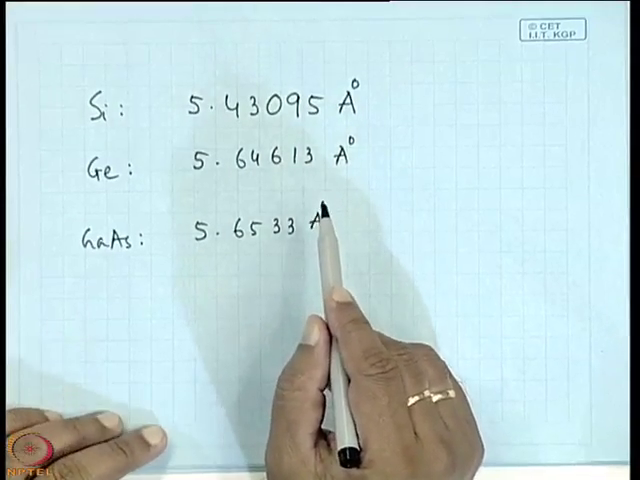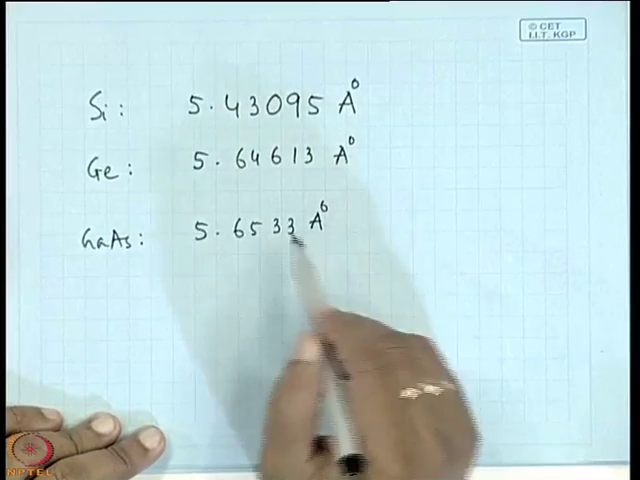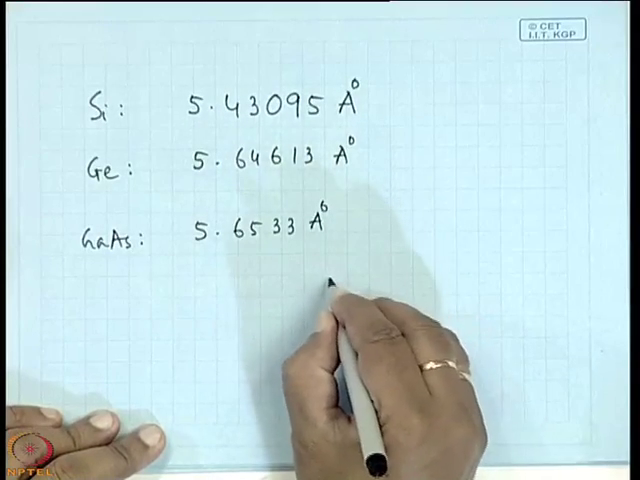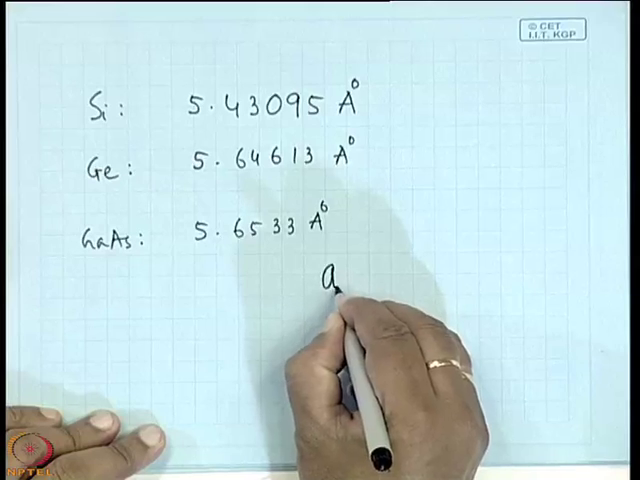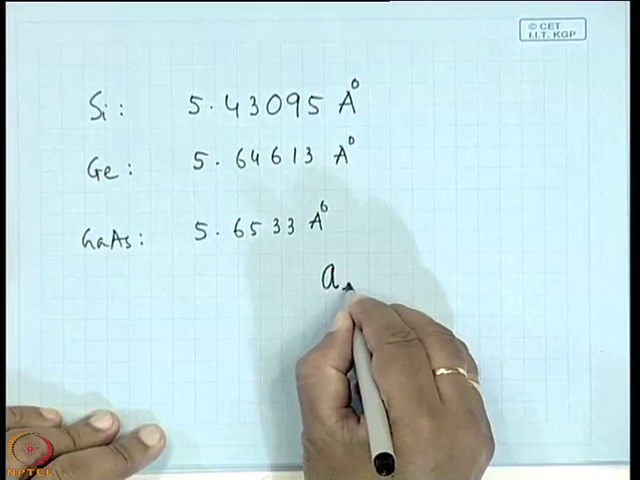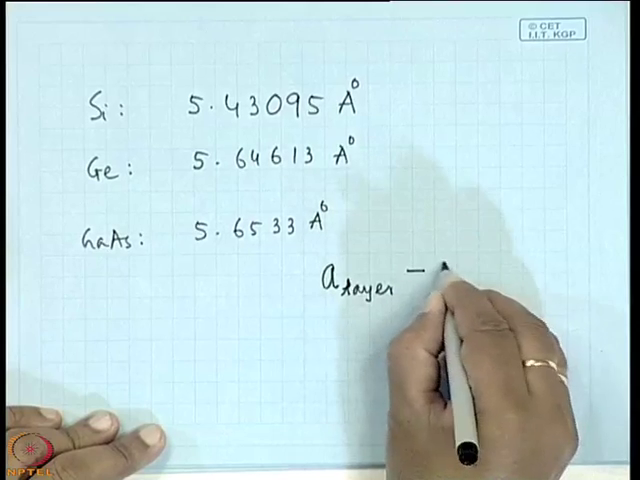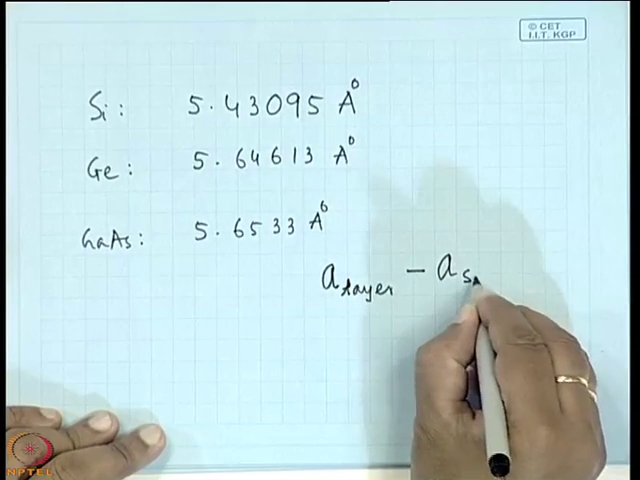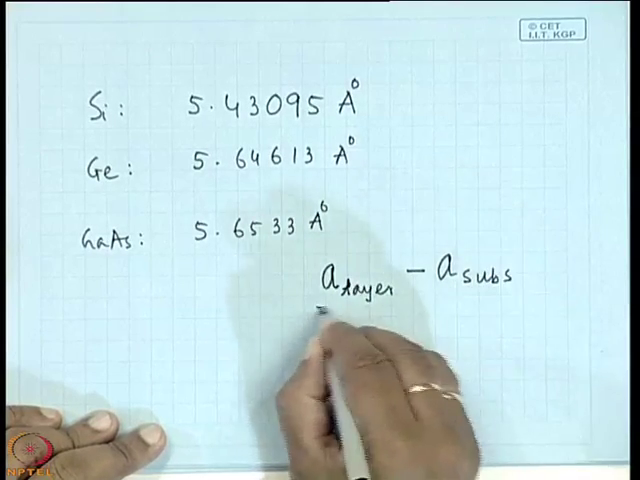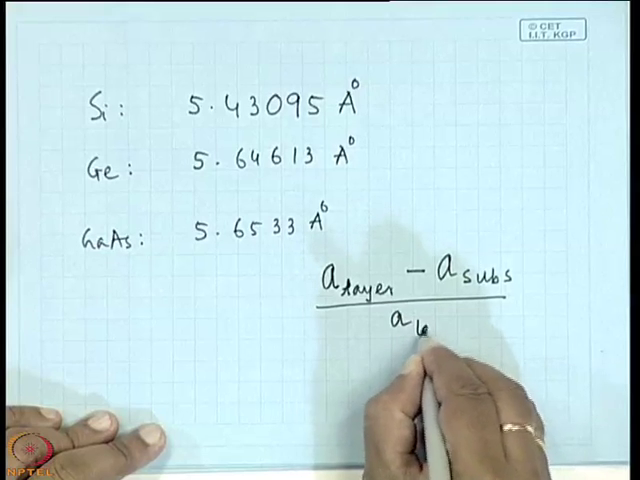How is the mismatch calculated? The mismatch is calculated by this formula: lattice constant A of the epitaxial layer, this is the layer, minus A of the substrate, divided by A of the layer.